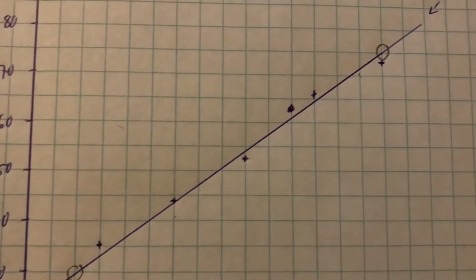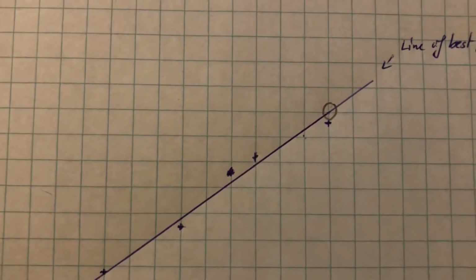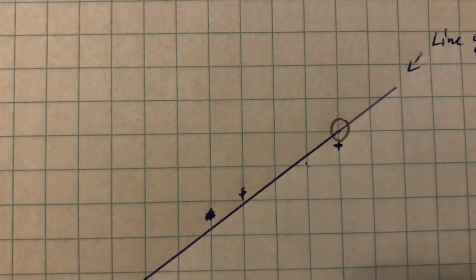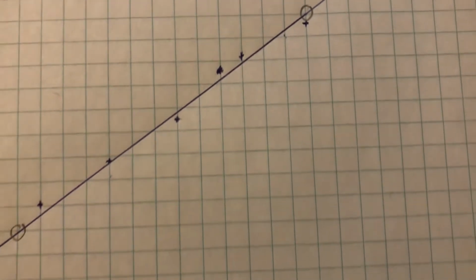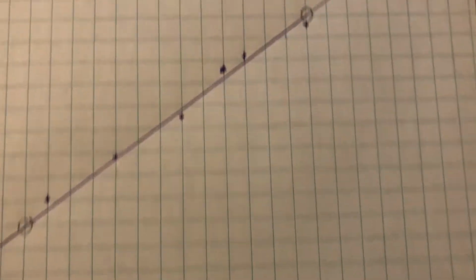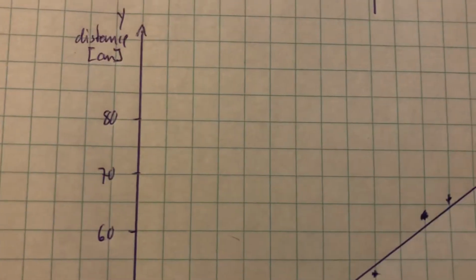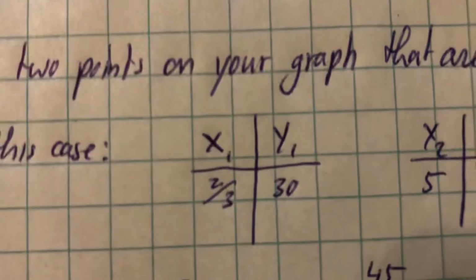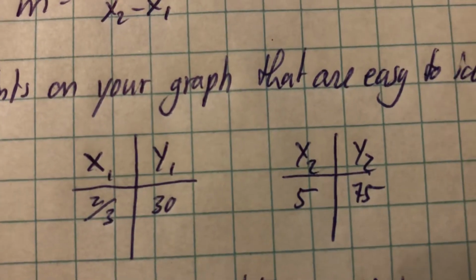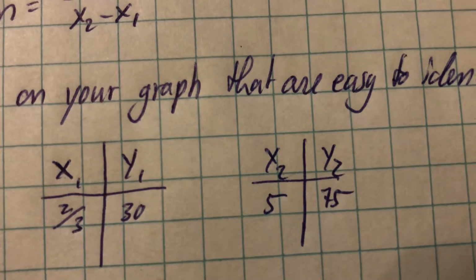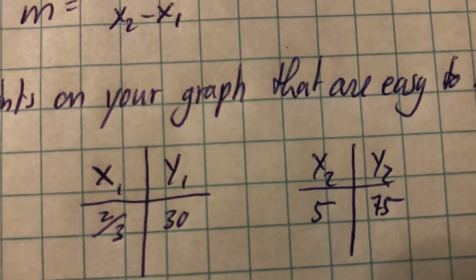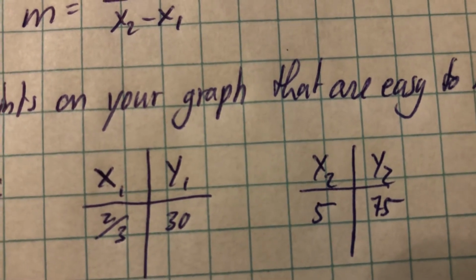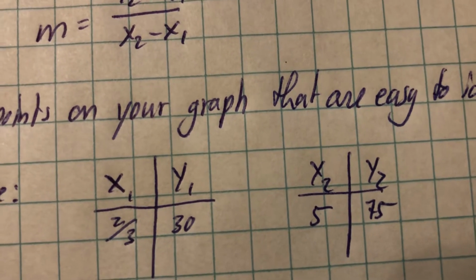The other easy to identify point would be this one here, also goes through an intersection of 2 lines on my graph paper, corresponding to x is 5 rubber bands and y is 75 centimeters. So these are the 2 points that I identified easily. x1 is 2/3, y1 is 30, and then x2 is 5 and y2 is 75. Instead of 2/3, you could also use 0.67, which is what I did for my calculations.